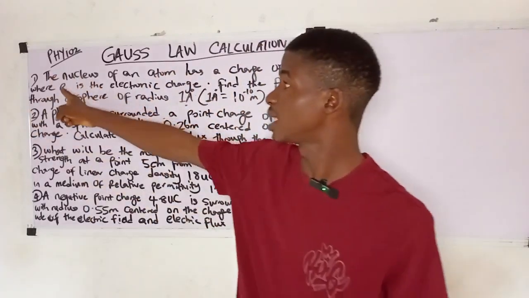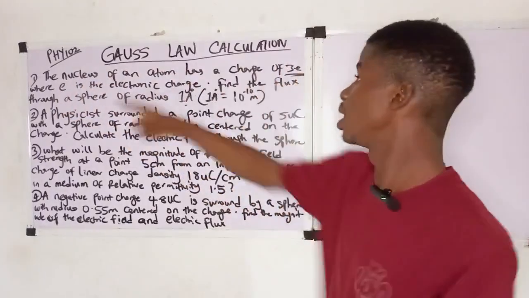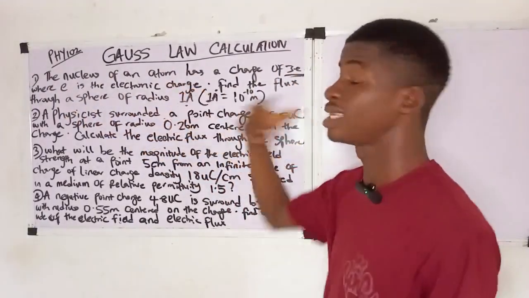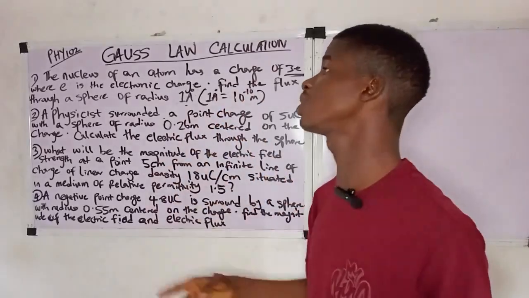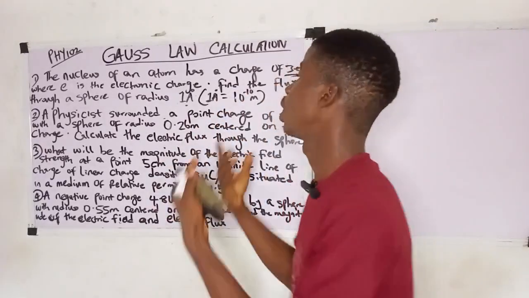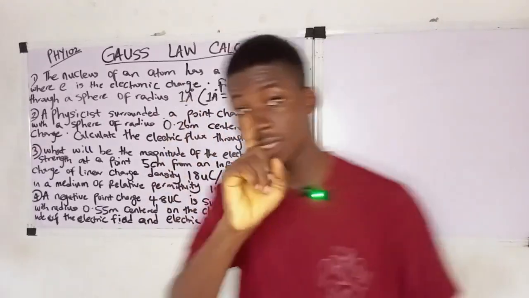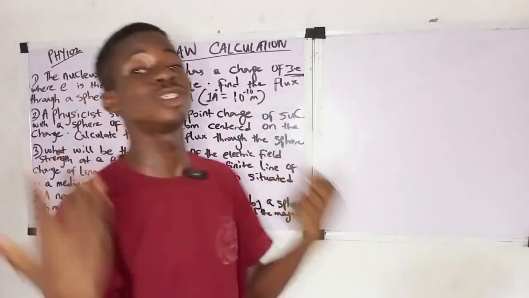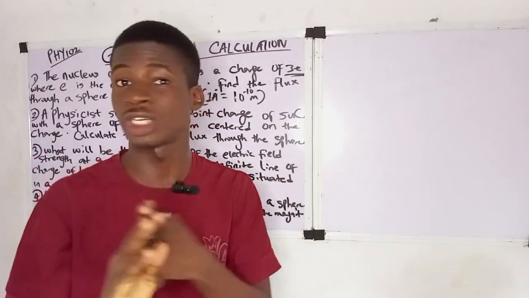The first question says the nucleus of an atom has a charge of 3e, where e is the electronic charge. Find the flux through a sphere of radius 1 Angstrom. Remember, take notes: an Angstrom is still 10 raised to power minus 10 meters.